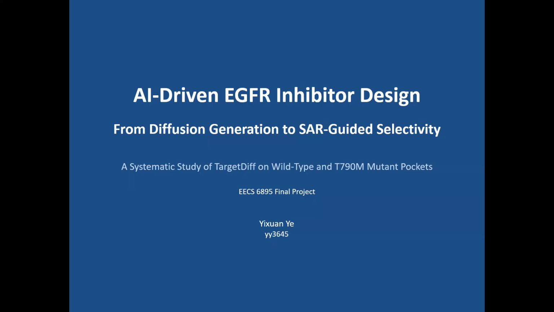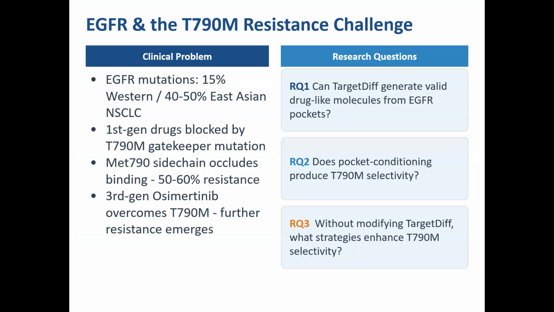This project builds an AI-driven drug design pipeline using TargetDiff to design selective inhibitors for the EGFR T790M resistance mutation in lung cancer. T790M affects up to 60% of EGFR lung cancer patients on first-generation drugs, a single amino acid swap that blocks drug binding. Osimertinib overcomes it, but resistance keeps emerging.